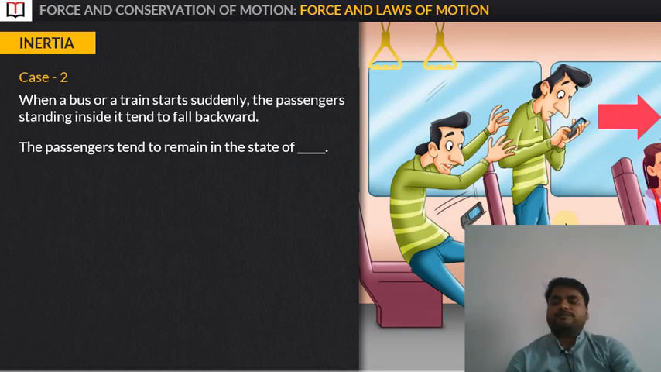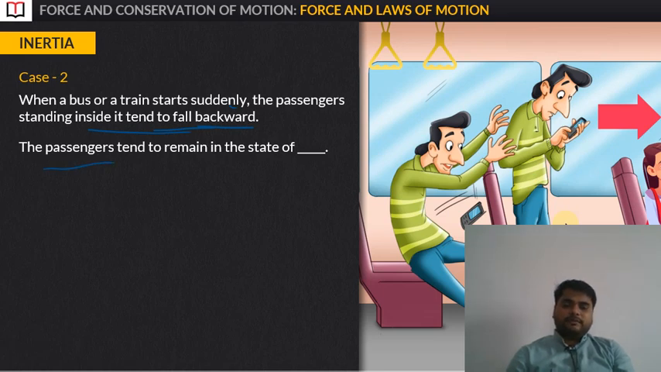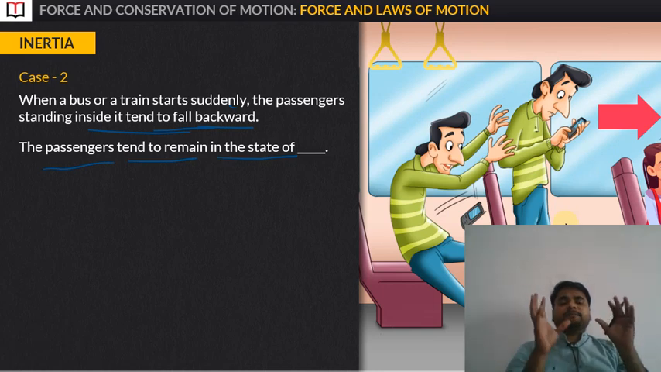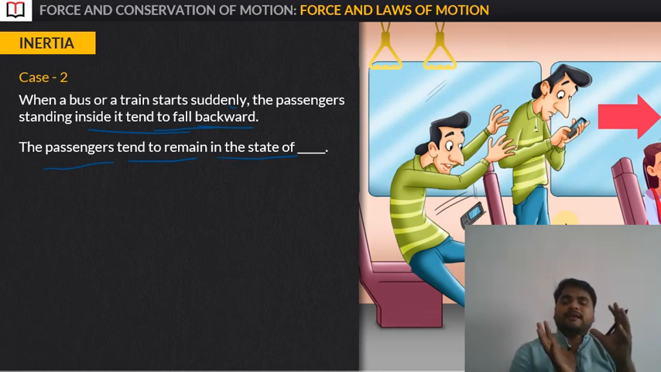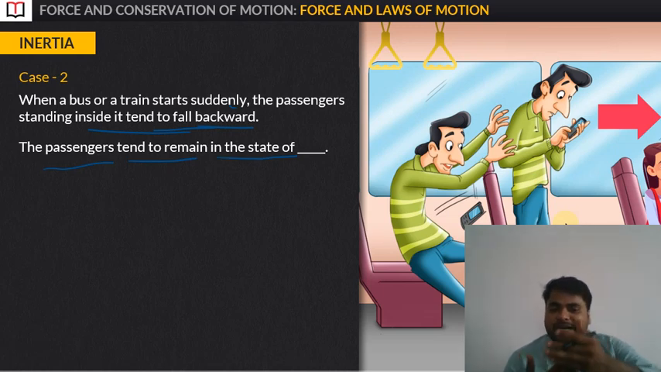Now case 2. Case 2 states that when a bus or a train starts suddenly, the passenger standing inside it tends to fall backward. The passenger tends to remain in the state of rest initially. The man was at rest in the bus, but suddenly the bus starts to move. Then what happened?